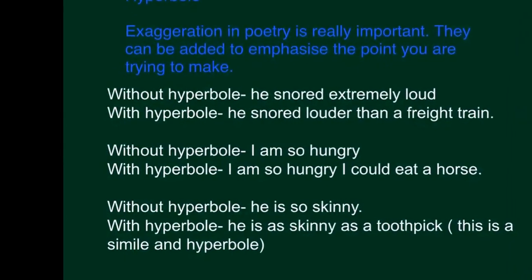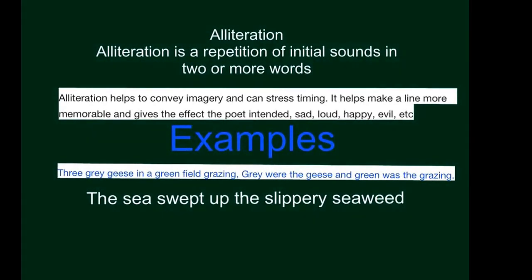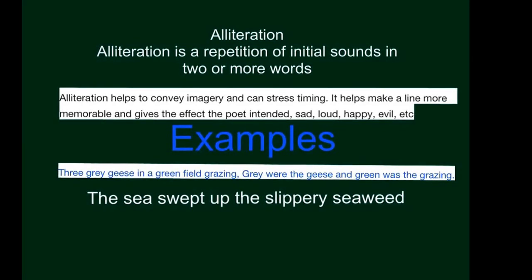All right, let's move on. Alliteration. Okay, well, I'm not going to spend too long on alliteration because really we already get this one. Alliteration is the repetition of initial sounds in two or more words. Now, alliteration can help to convey imagery and stress timing. It helps make a line more memorable and gives the effect that the poet intended. So it might be happy or sad or loud or evil, and it tries to make it more memorable.